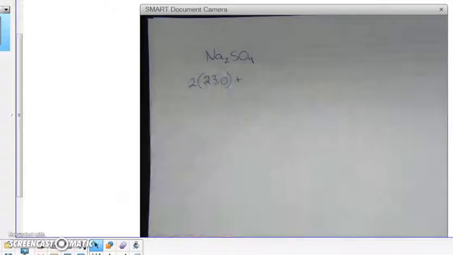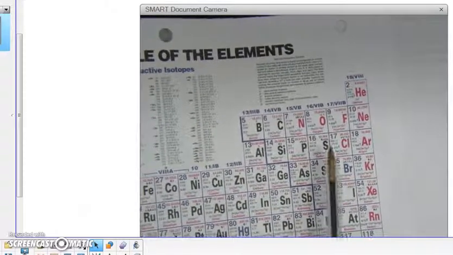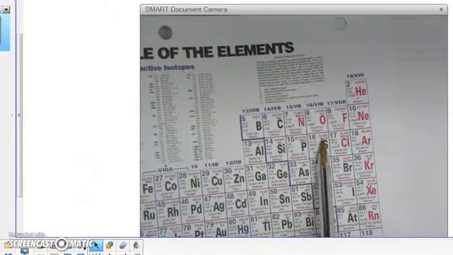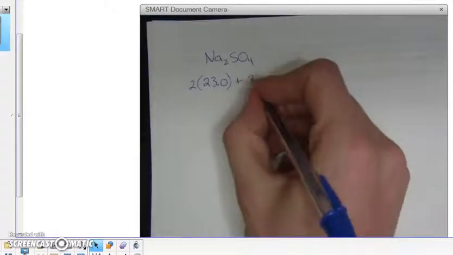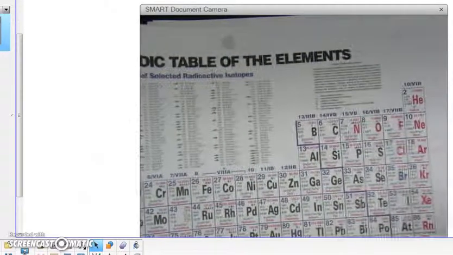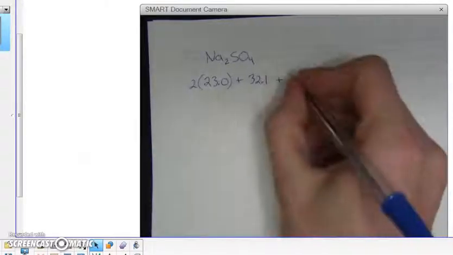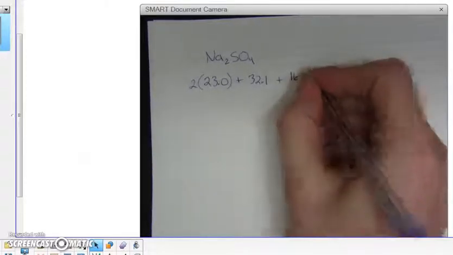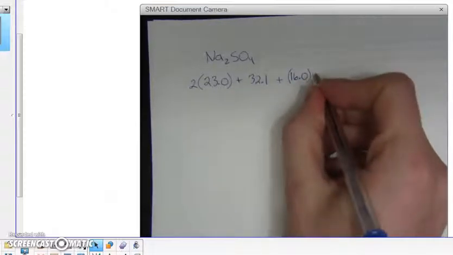and now we're going to add the atomic mass of our sulfur. And looking at the periodic table, sulfur is right there, and it's 32.06, so we're going to round that to 32.1. And then again, oxygen, when we look at the periodic table for oxygen, it is 15.99. We're going to round that to 16.0. But there's 4 of them, so I'm going to multiply that 16 by 4.